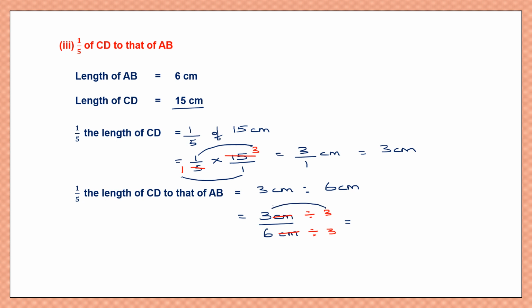Now 3 into what is 3? 3 ones are 3, and the next one 3 twos are 6. So what is our fraction here? 1 by 2. And this is a fraction of 1/5 of CD to that of AB.